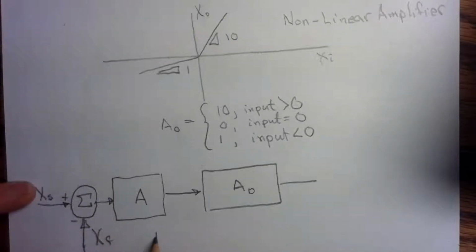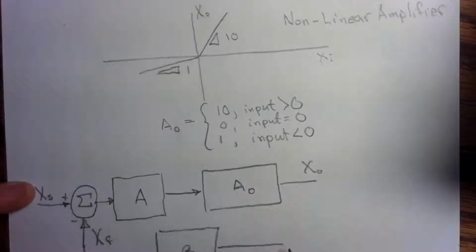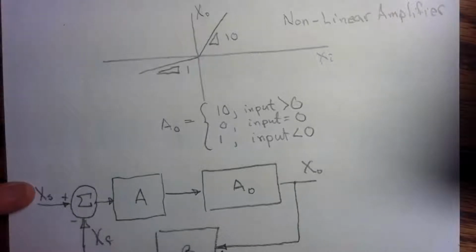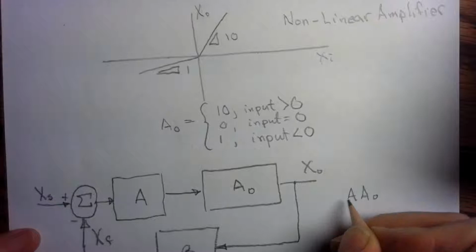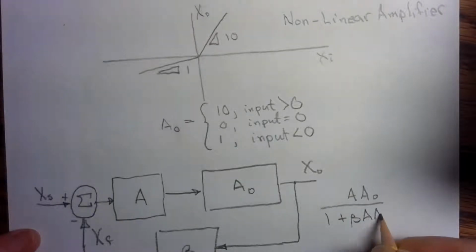And then I'm going to take a little bit of a sample of the output, which I'm going to call beta here. And here's the output right here. This is the main amplifier, the power amplifier. So I grab just a little bit of that sample and I feed it in here to beta, which is less than 1 generally. Now the gain of this amplifier with this feedback is going to be A times A0 over 1 plus beta times A times A0.